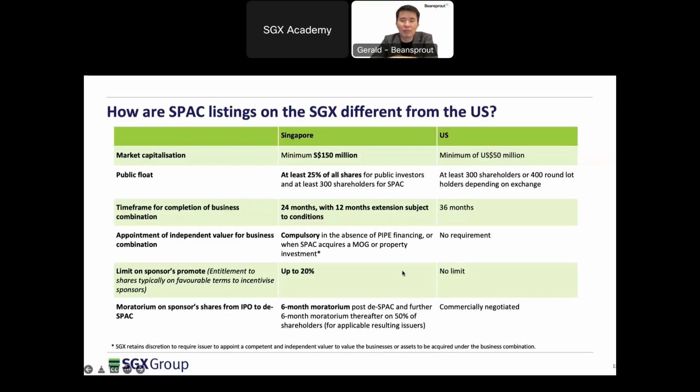Okay, so those are really the key differences between Singapore and the US SPACs. But hopefully, using this comparison table, we have a better idea of what some of the protection mechanisms in place are for investors of SPACs.